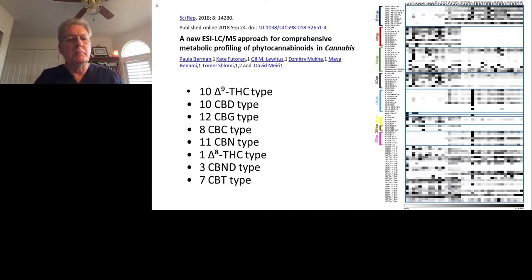So when we simply talk about THC or CBD, it's remarkable that you can see, dark areas are high concentrations, light areas are low concentrations. There are 10 different THC delta 9 types. There are 10 CBD types just identified in a portion of this heat map.